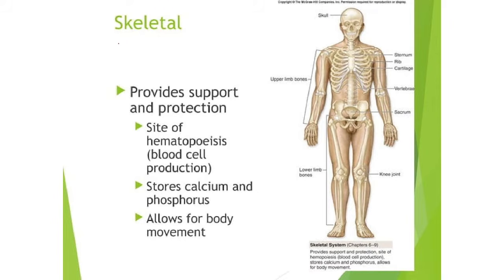Okay. Next, second system is the skeletal system. It provides support and protection. It provides support so that we can stand, sit, climb or roll over. Whatever different activities we can do, it is because we have a good skeletal system, and it protects us. It is the site of hematopoiesis, which means production of blood cells. It stores calcium and phosphorus, and allows for body movement.